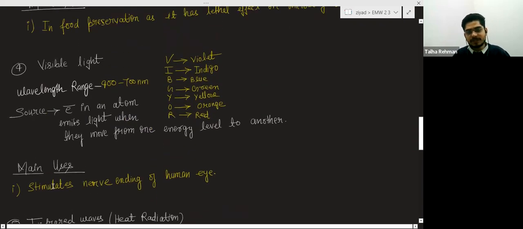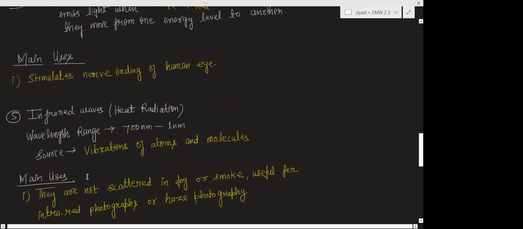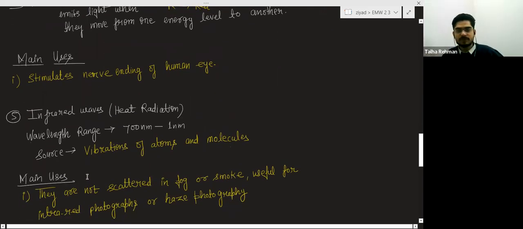Uses of visible light: it stimulates the nerve endings of the human eye. After that, infrared waves. Infrared waves are basically also known as heat radiation. So the wavelength range is this.